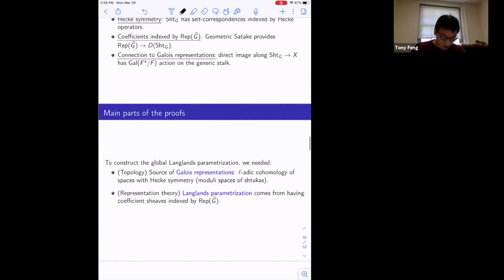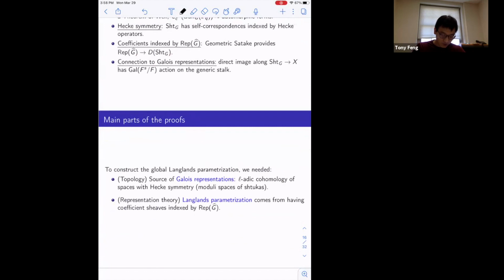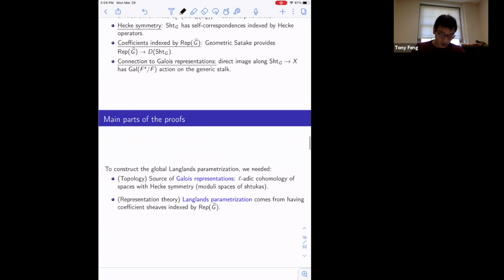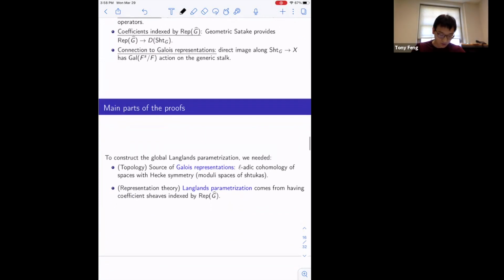So I'm going to move on to describe ingredients of the proof of functoriality. Just to recall, I'm reproducing a slide I wrote down earlier. In order to construct this parameterization in the first place, we needed ingredients of two natures: one of a topological nature, which provided a source of Galois representations, and the other of a representation theoretic nature, which explains how parameters of the dual group arise from the fact that these cohomology groups have coefficients indexed by representations of the dual group.